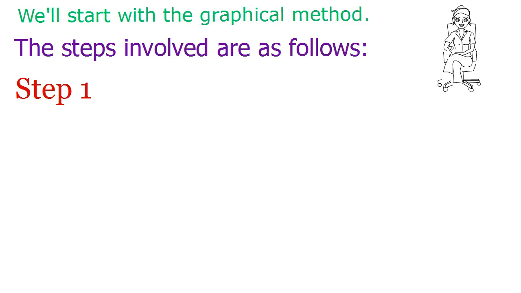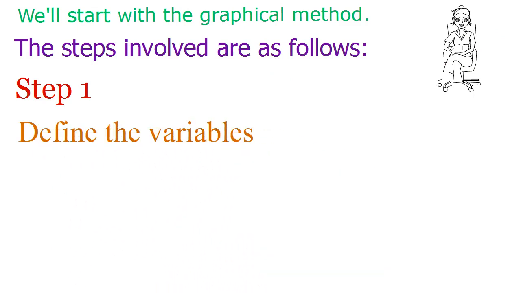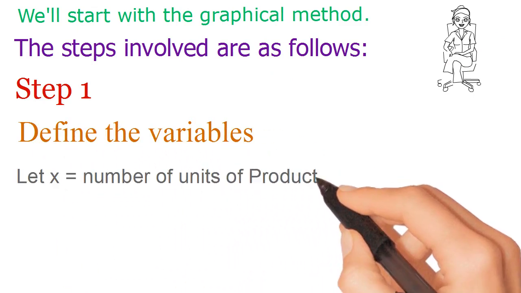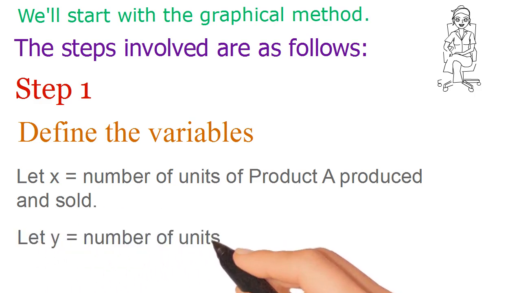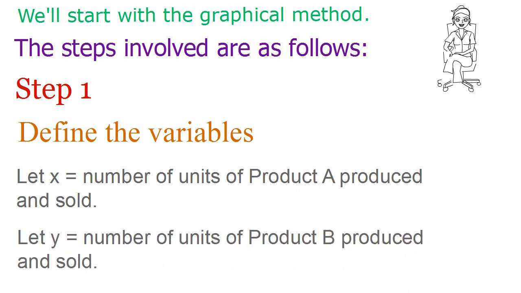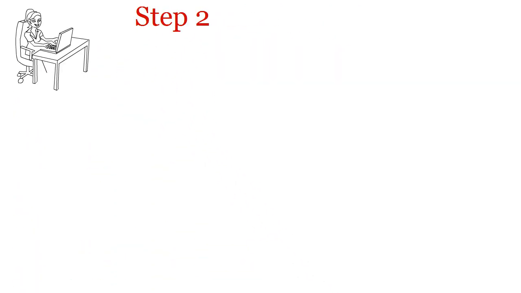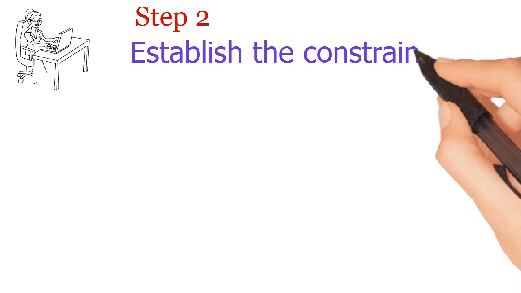Step 1. Define the variables. Let X equal the number of units of product A produced and sold. Let Y equal the number of units of product B produced and sold. Step 2. Establish the constraints.